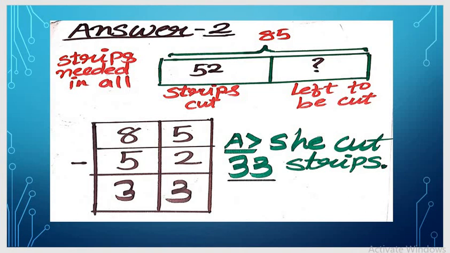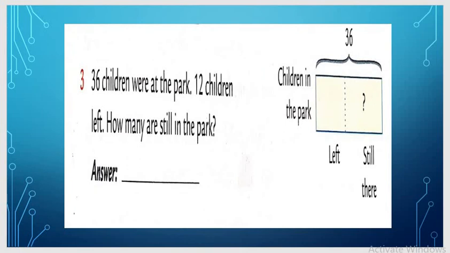Then now move on to question number 3. Question number 3 is what? 36 children were at the park. How many children were at the park? Total 36 children were at the park. 12 children left. How many are still in the park? So again I'll repeat. 36 children were at the park and 12 children left. How many are still in the park?